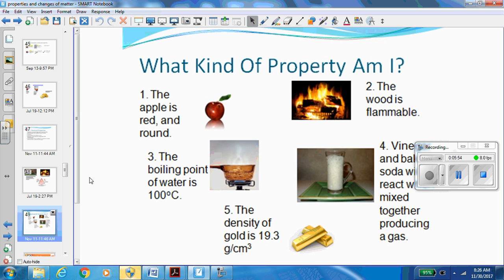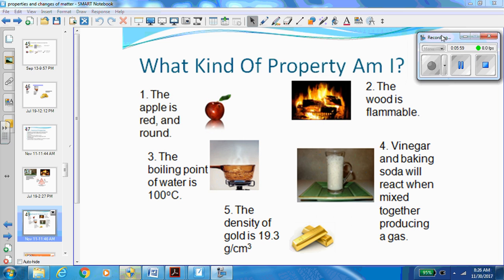All right, let's test our knowledge a little bit before we get into changes of matter. It says, what kind of property am I? I'm going to pause for just a few seconds, and I want you to think about what the answer would be for these examples here. You don't have to write anything down, just make a mental note about what type of property these examples would be. Okay, let's have a quick discussion and see if you were mentally thinking the correct answer on these.